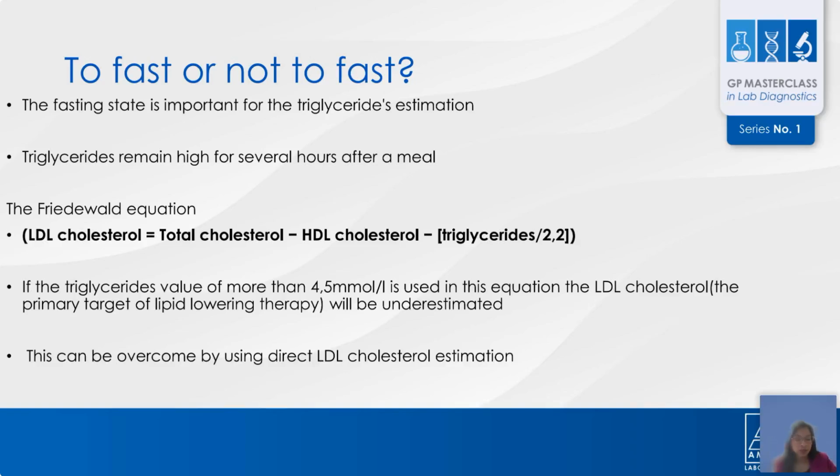And the Friedewald equation used for LDL calculation can be affected by high triglycerides. That calculation is: LDL cholesterol equals total cholesterol minus HDL minus triglycerides over 2.2, because we report in millimoles per liter. The problem comes in when you have a very high triglyceride, more than 4.5, and you can't use this equation. So basically this tells us that LDL is a calculated parameter.